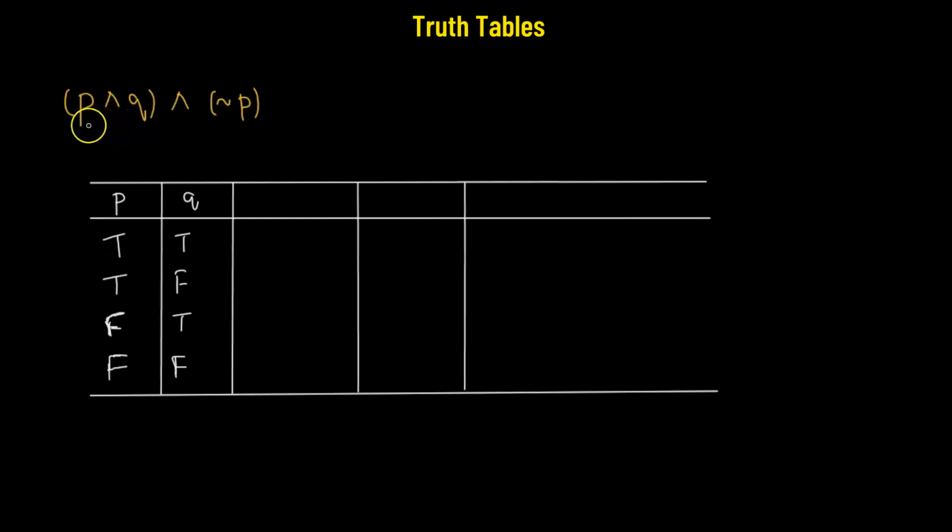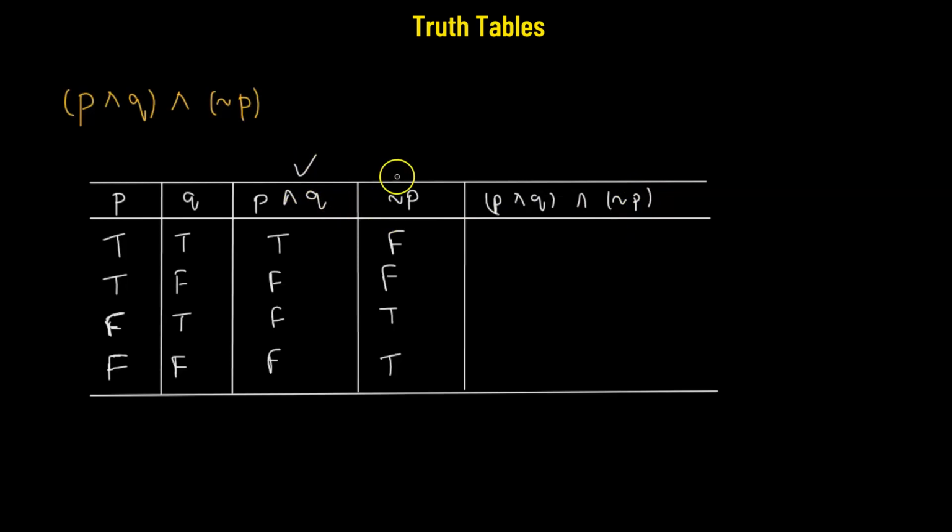Now we have to construct the truth table for P and Q, and this is a conjunction with not P. Let's begin by finding the conjunction between P and Q. So we have true, false, false, false. Then we consider the truth values for not P. This will be false, false, true, true. And then finally we have P and Q and not P. We'll have to consider column number 3 and column number 4 and find the conjunction between them. We have true and false, so this is going to be false. False and false is always false. False, true is false, and false, true is false. So this is always giving us a false value.